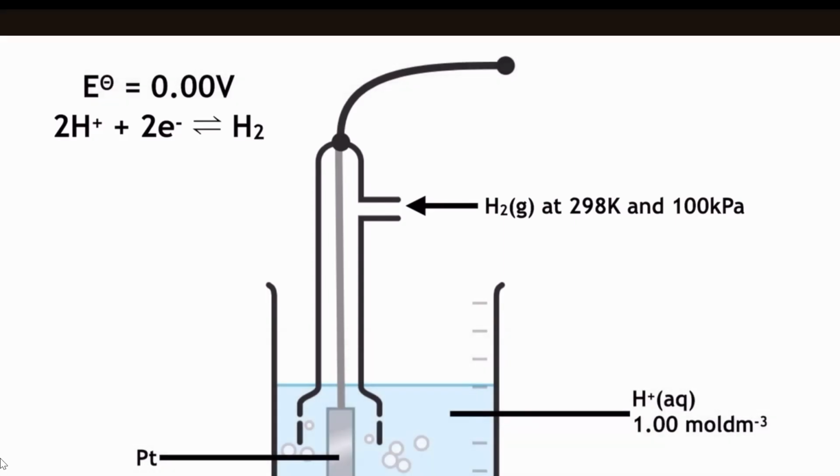The hydrogen gas we're going to use must be at 100 kilopascals of pressure and 298 Kelvin to maintain standard conditions. Since there is no solid metal in the half equation, we must use a platinum electrode. Platinum is used because we need it to transfer electrons, and also it's selected because it's unreactive, we can say inert, so we don't need to worry about any alternative reactions taking place.